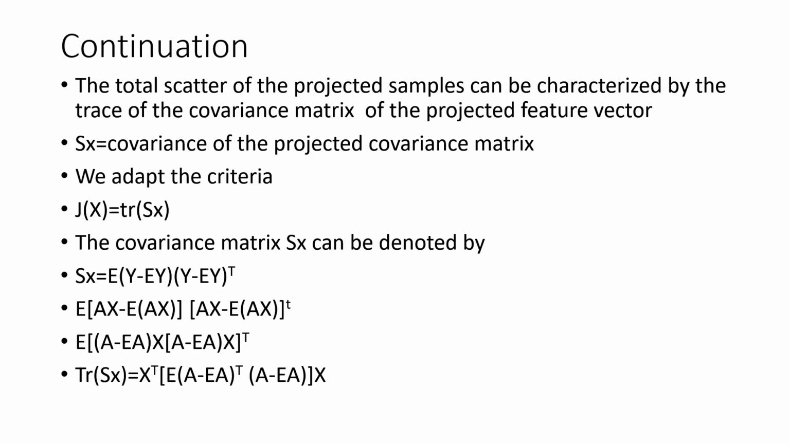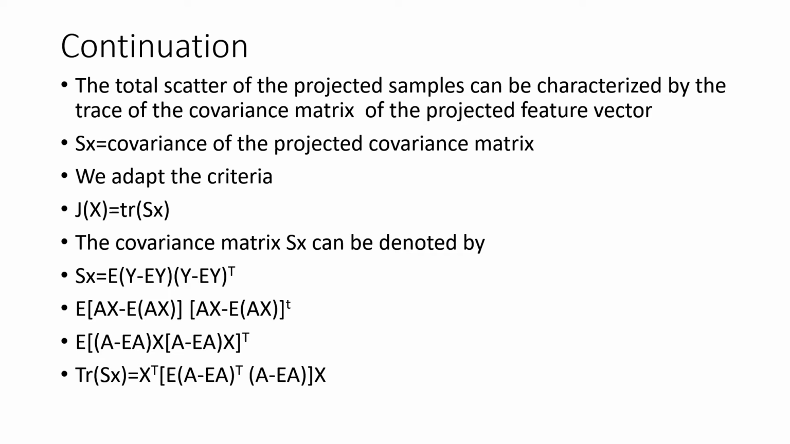The main intuitive idea behind 2D PCA is that the feature vectors obtained after the transformation y equal to Ax must have the maximum scatter among the samples. No samples must be mixed. This is the main intuitive idea in 2D PCA.